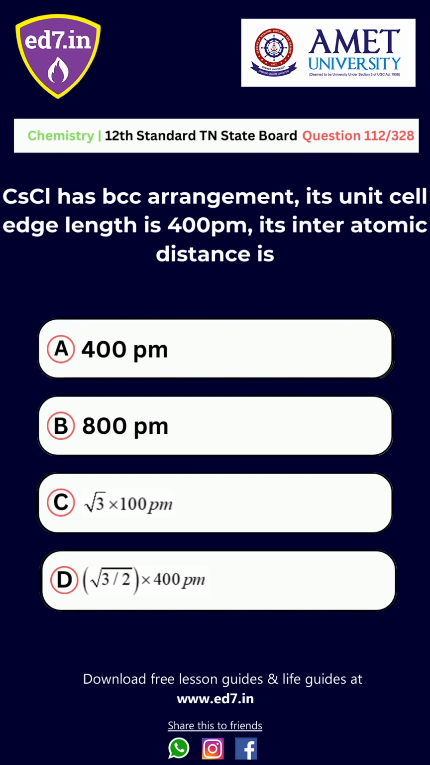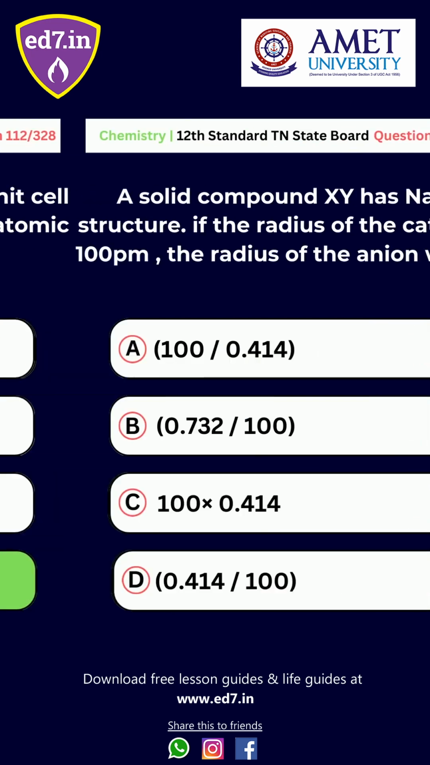Question number 112. CsCl has BCC arrangement. Its unit cell edge length is 400 pm. Its interatomic distance is: option A, 400 pm; option B, 800 pm; option C, √3 × 100 pm; option D, √3/2 × 400 pm. The correct option is option D, √3/2 × 400 pm.